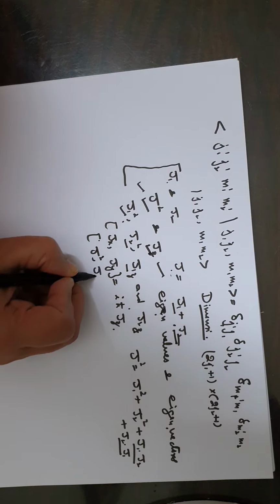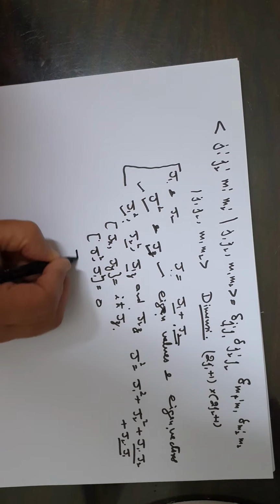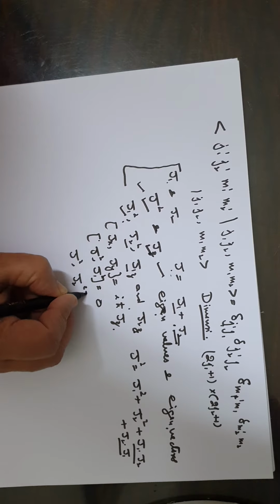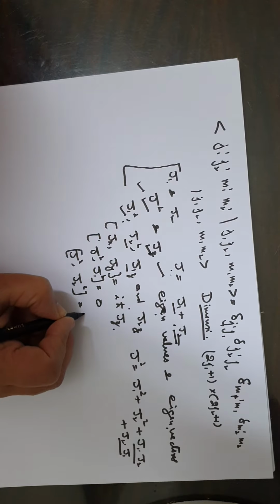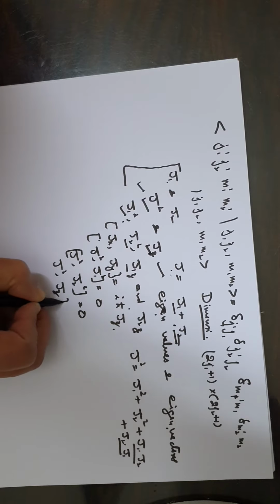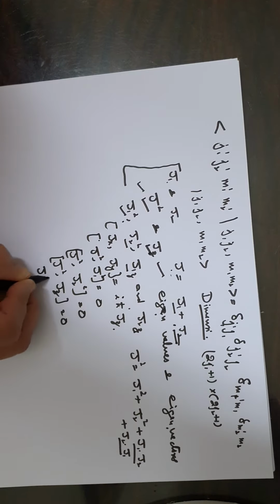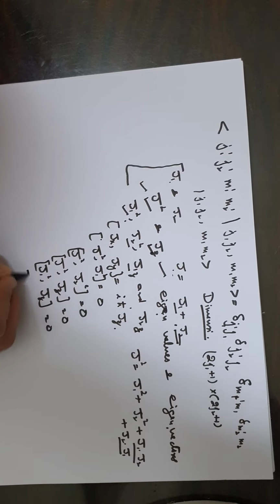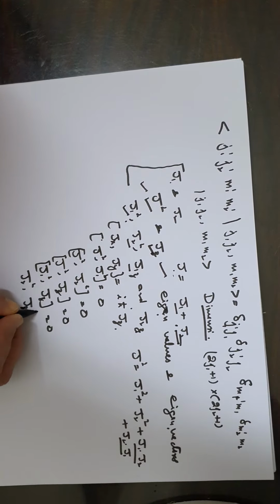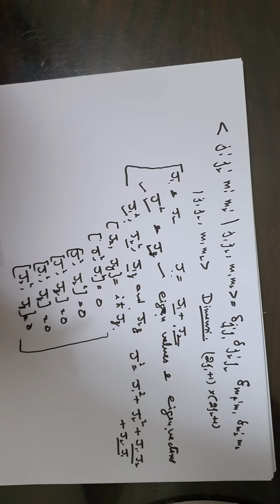J square is compatible with J1 square, and J square is compatible with J2 square. J square is compatible with Jz. J1 square is compatible with Jz, and J2 square is compatible with Jz. These are the commutation relations which we will be using.